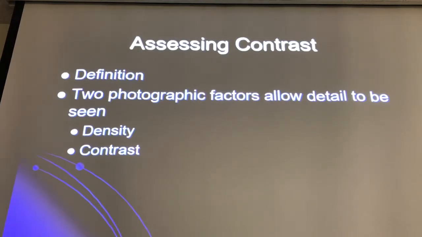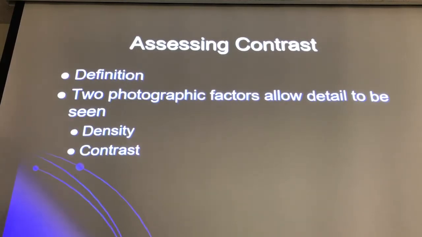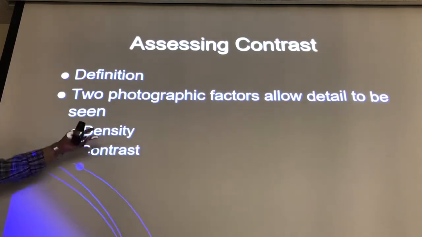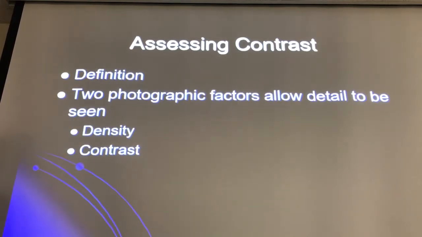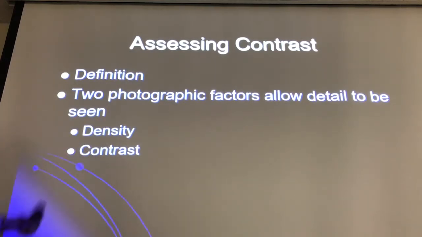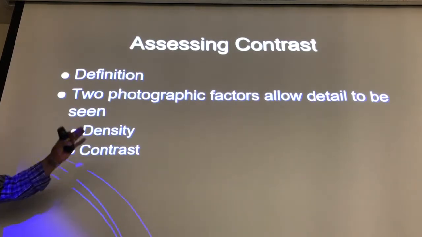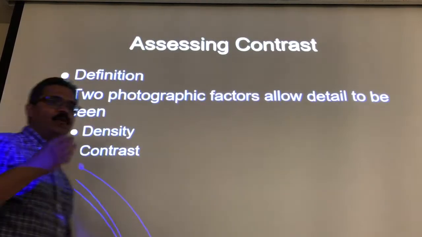All right, two photographic factors allow detail to be seen. Once again, the detail that is inherent in the system is a geometric factor. But there are two items that will allow us to see that: density and contrast. And remember, density is the base of all the other photographic qualities.